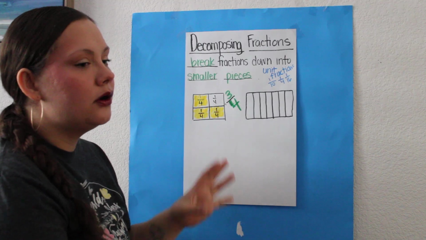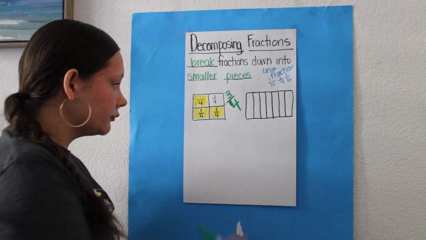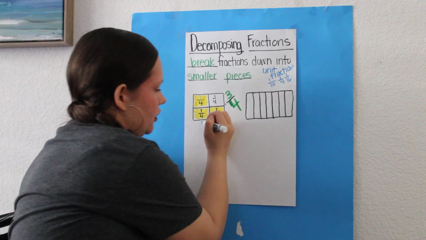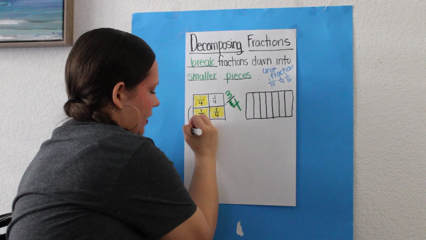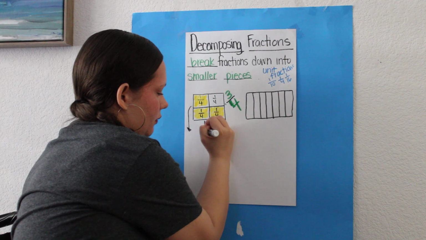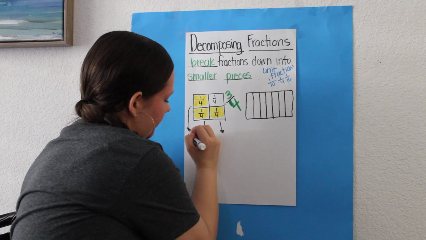So now that I've figured out all the pieces of my fraction model, I'm going to now take it and break it apart. I'm going to break apart each individual piece. So I'm going to break it down here. I'm going to take these pieces, pull them down here.